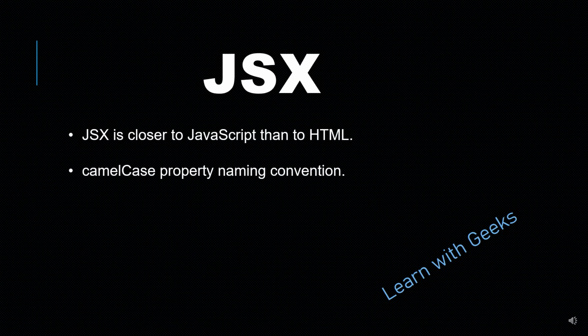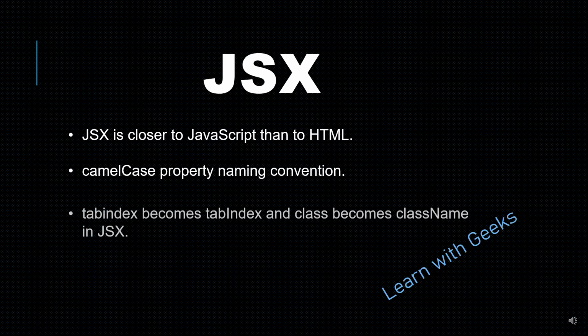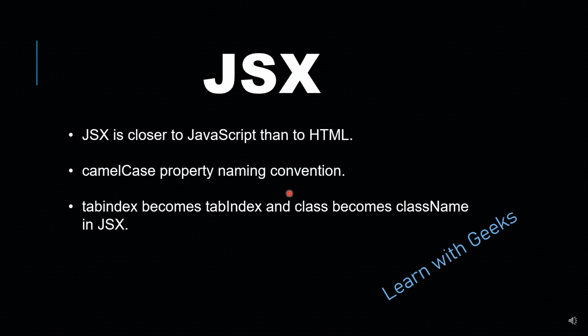JSX, JavaScript XML. Since JSX is closer to JavaScript than to HTML, React DOM uses the camelCase property naming convention instead of HTML attribute names. CamelCase property means, for example, tabindex becomes tabIndex. Just like here, both are small case letters, and here is camel case, tabIndex. And class becomes className because class is already reserved in JavaScript.